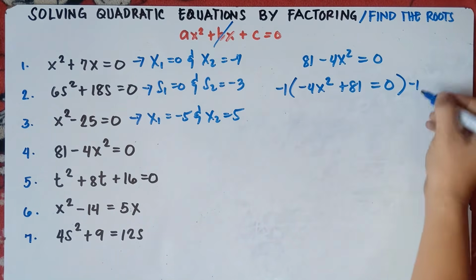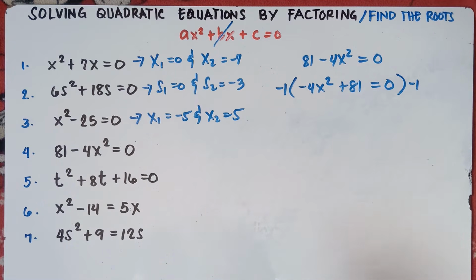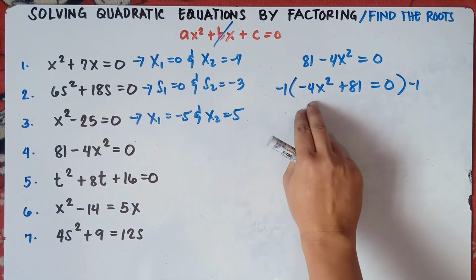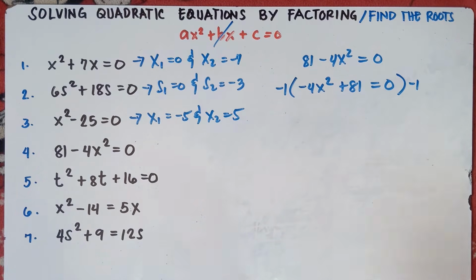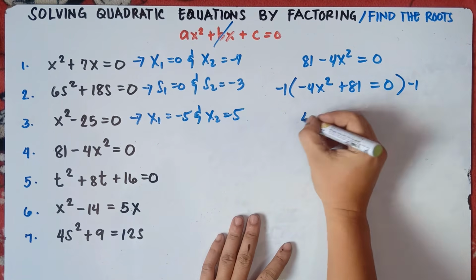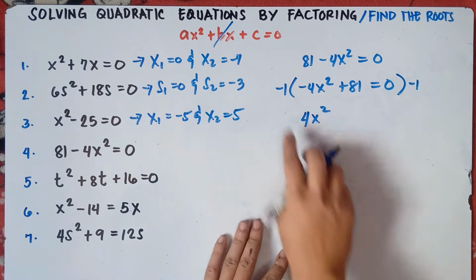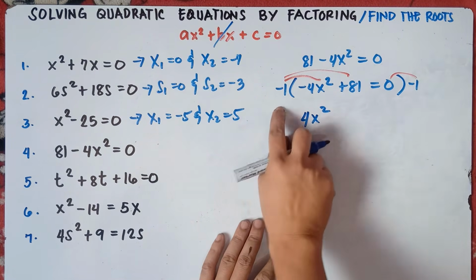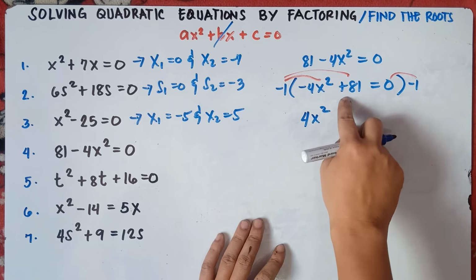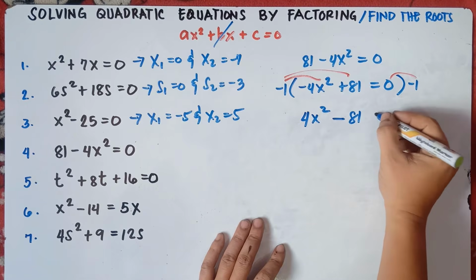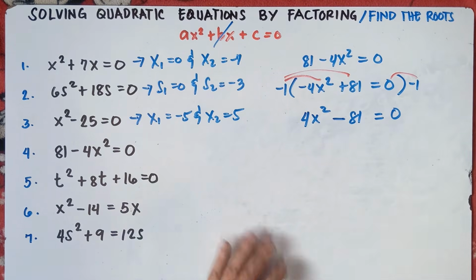Once again, the reason is that it would be hard for us to factor the equation if the quadratic term is negative. So that's why we multiply by negative 1 to make it positive. Negative 1 times negative 4 is positive 4, and then copy x squared. Distribute the negative 1: negative times positive is negative, so negative 1 times positive 81 is negative 81. Then equals 0 times negative 1, that's 0.